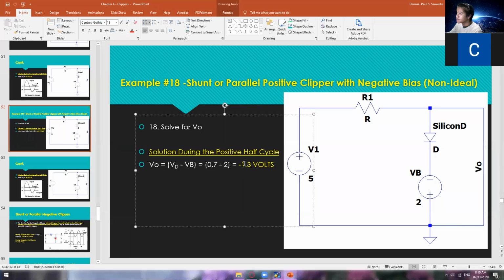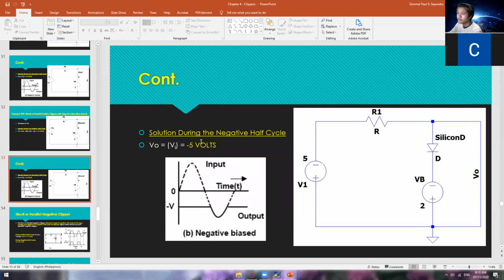And then the next one, for the negative half cycle, is the opposite now. As you can see, the negative is now connected to the positive side of this diode, and the positive is connected to the negative. So this diode will become reverse biased, and then it becomes an open circuit. Then our V sub I will be able to pass through to our V sub O. It won't be affected by our bias voltage, since negative is connected to negative.